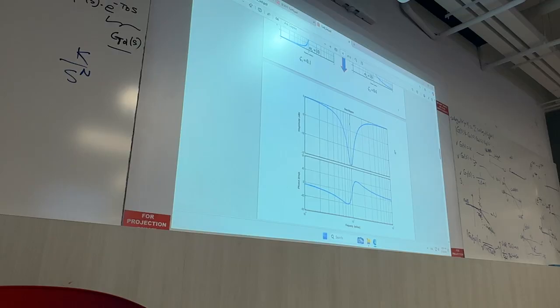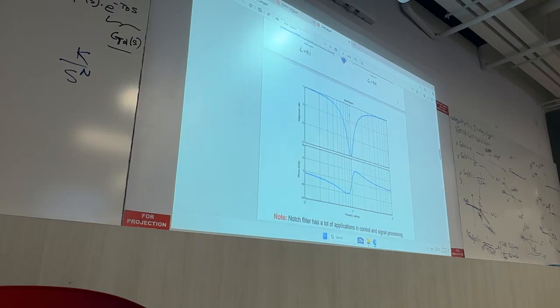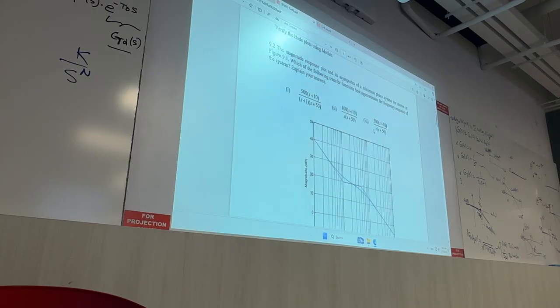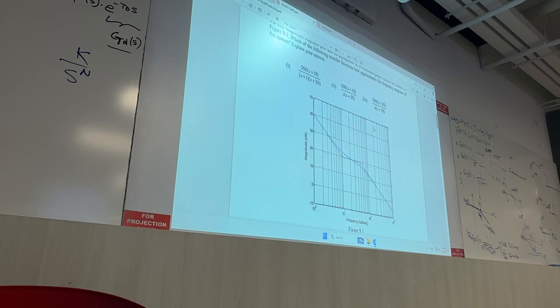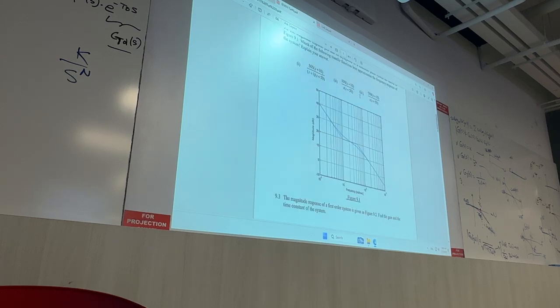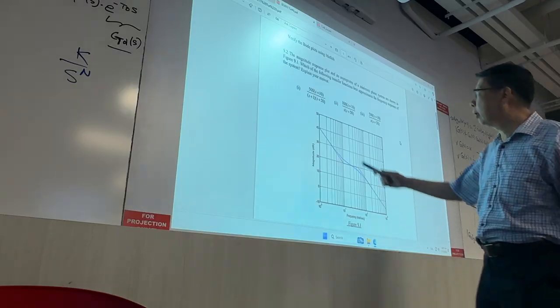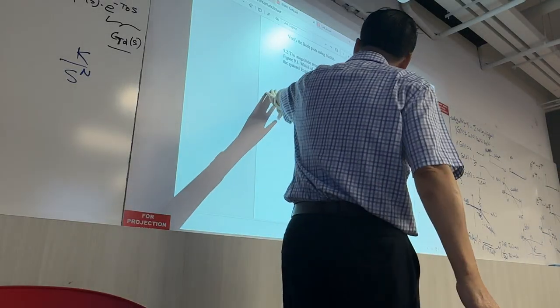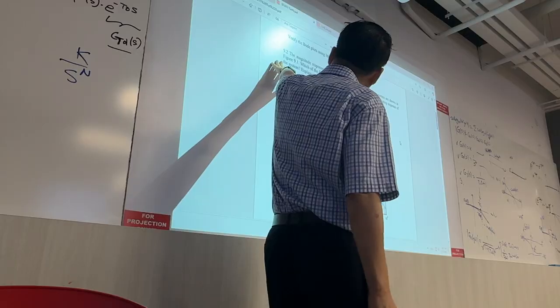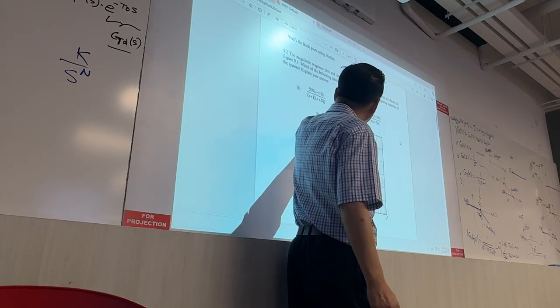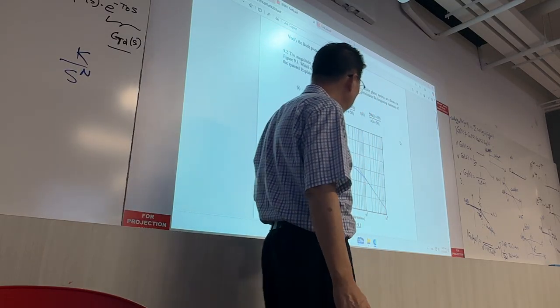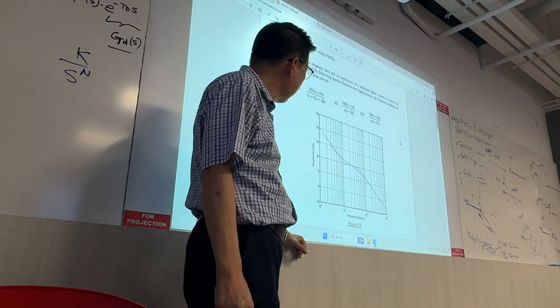So, any questions so far? So for 9.2, we are given a Bode plot, and with the 3 transfer functions, we are asked to find out which transfer function is the best fit for this given plot, right?